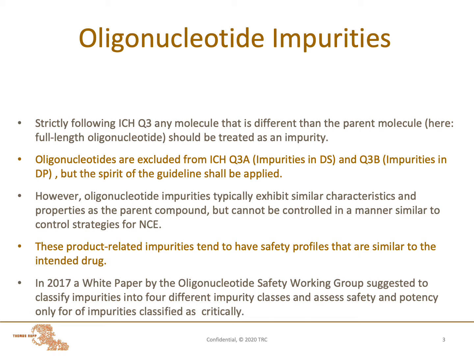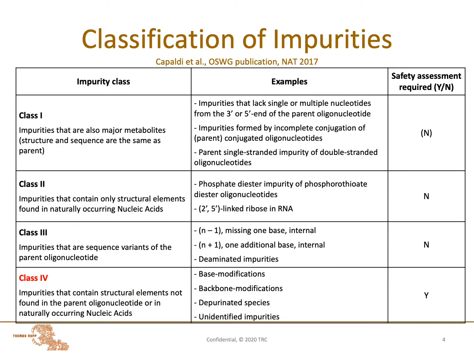In 2017, the Oligonucleotide Safety Working Group suggested in a white paper a classification of impurities into 4 different impurity classes, and to assess the safety and the potency of impurities only for impurities that are classified as critical. The classification of the impurities in the Capaldi et al.